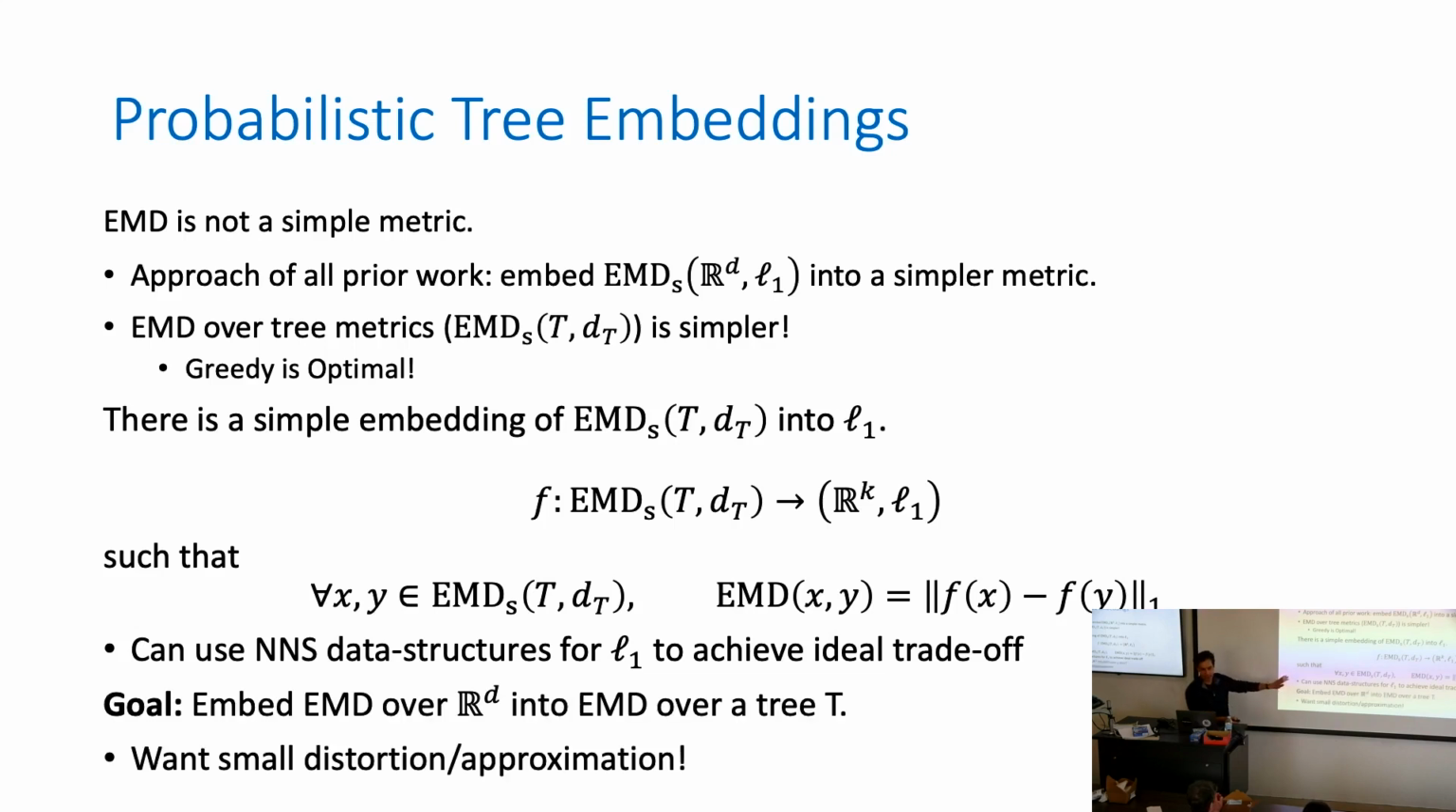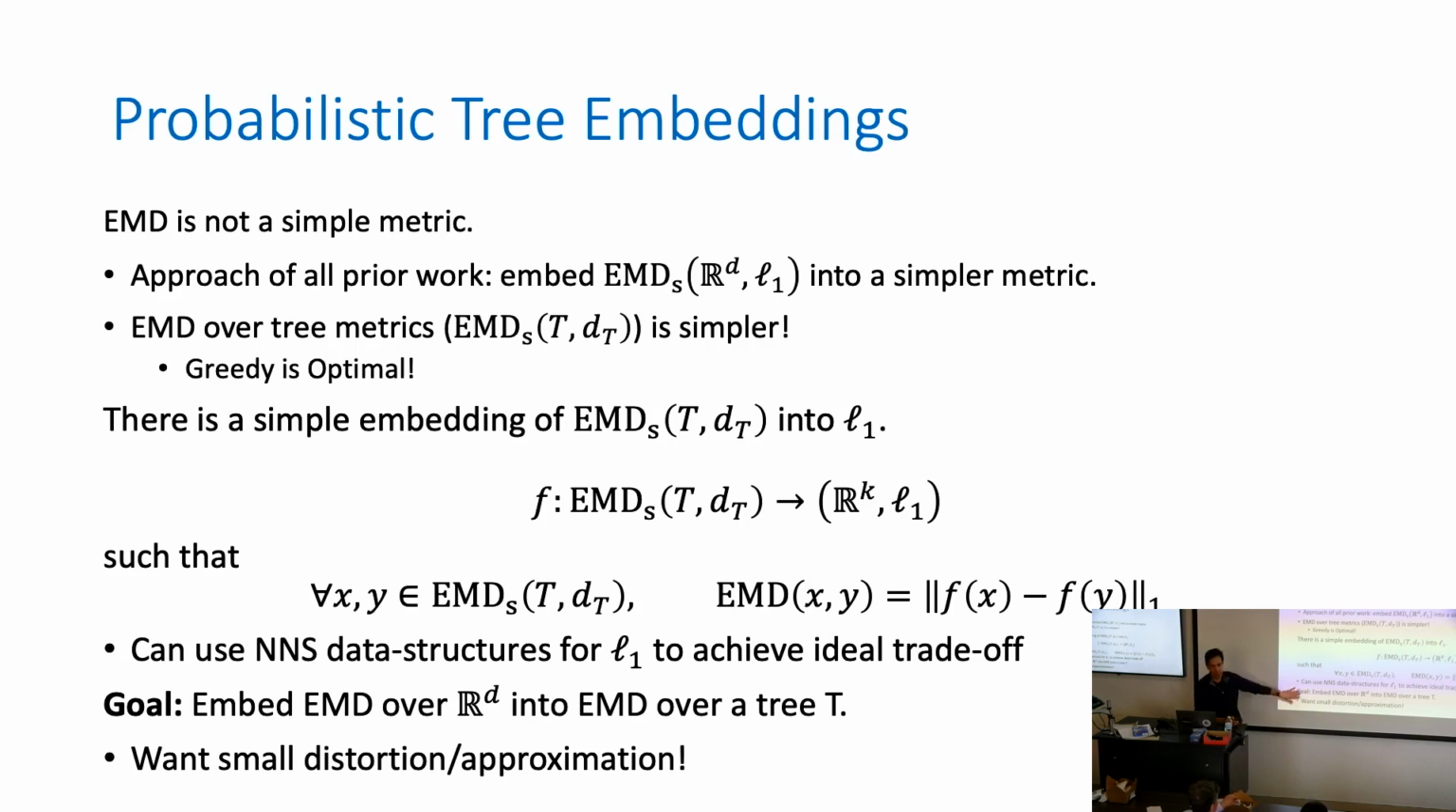And it's a simple embedding into the tree. So it's not that complicated. Is it a hierarchically separated tree? Or is it arbitrary? The tree will be HST. Yeah. But this is true for any tree. The fact that you can embed earth mover distance over a tree into L1 is true for any tree. It doesn't need to have geometrically increasing edge weights.